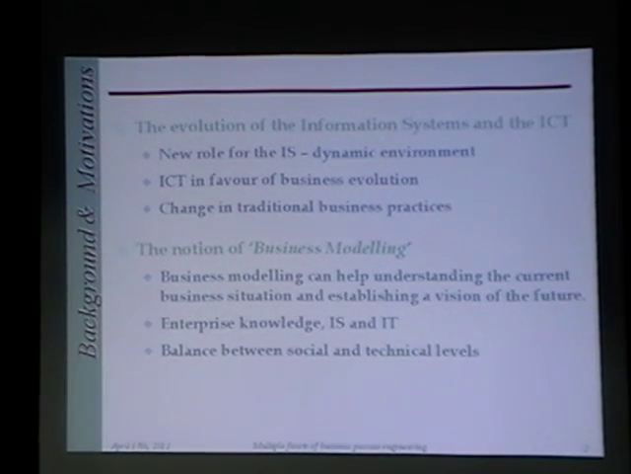So the enterprise modeling and the business process modeling can help understanding of the current business situation and establishing a vision of the future of the organization in order to create the information systems which will fit with the needs of the organization. So in this enterprise modeling and business modeling, we will take into account the global enterprise knowledge, the information system, and the information technology point of view. And we need to have a balance between social and technical aspects of the organization.